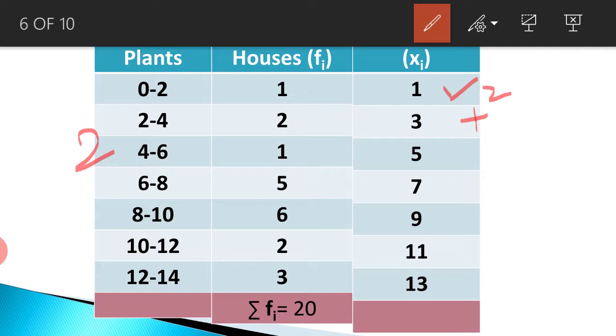Because for grouped data, you need to get the class mark because that will be the only representative value for that class interval, isn't it? So getting class mark is the first step in finding mean, mode, and median. Is it clear? So let us go for further calculation.